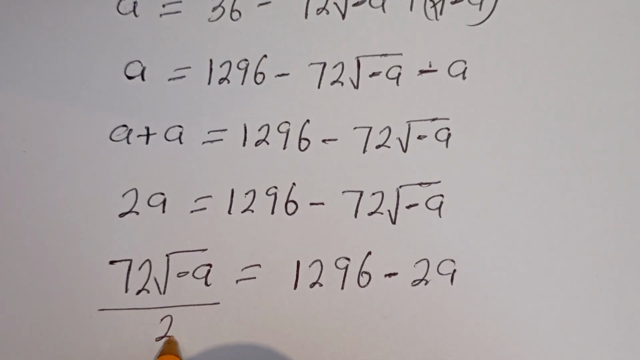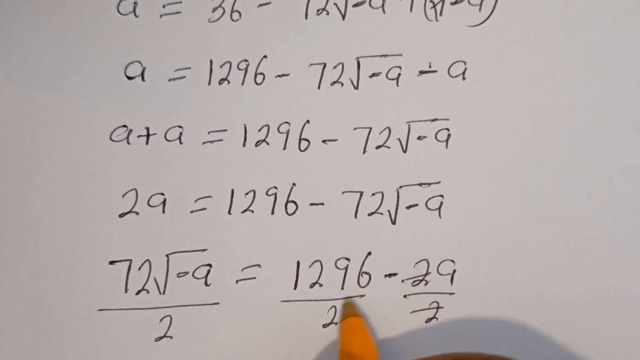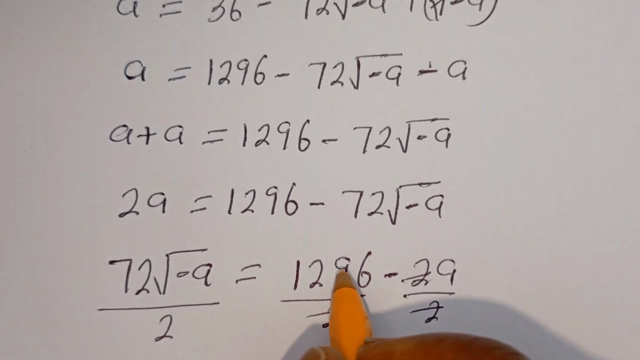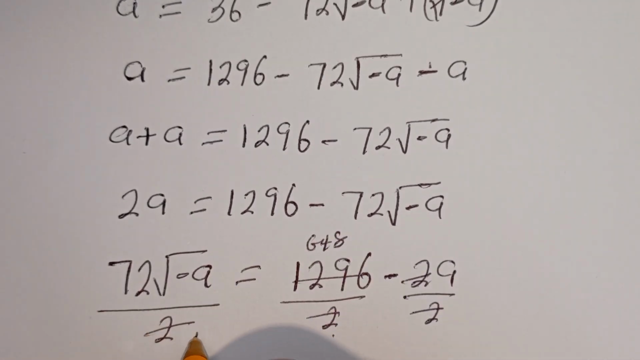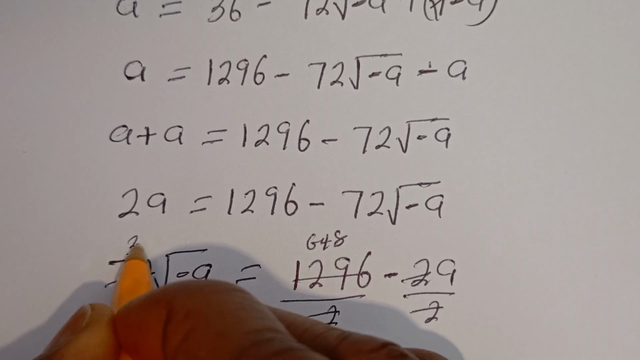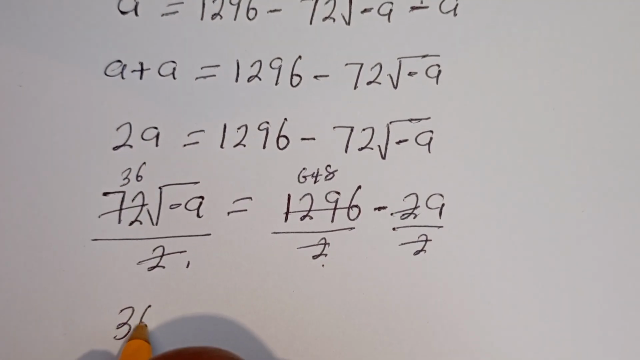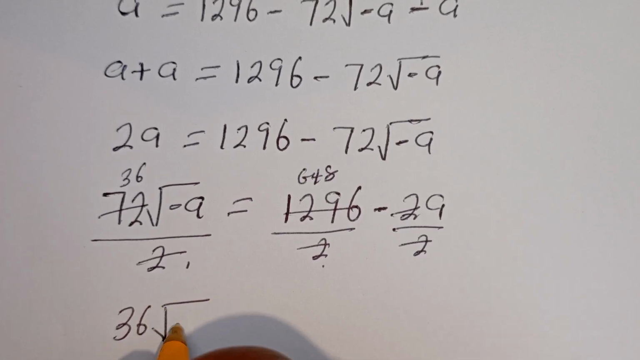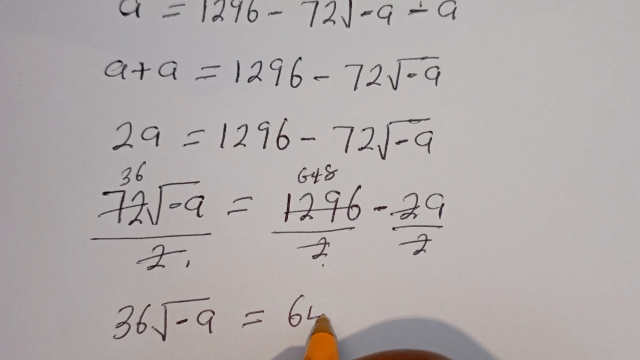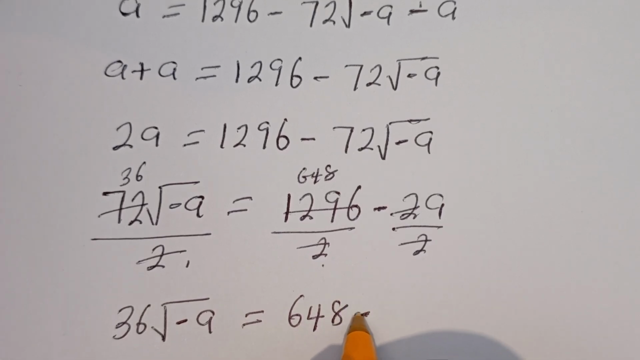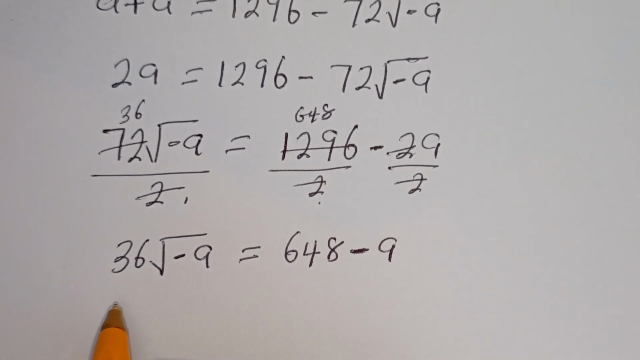This is divided by 2, this divided by 2, and this divided by 2. This will cancel this. 2 here 1, 2 here 6, 48, then 2 here 1, 2 here 36. So we have 36 square root of minus a is equal to 648 minus a. Now let's square both sides of this equation again.